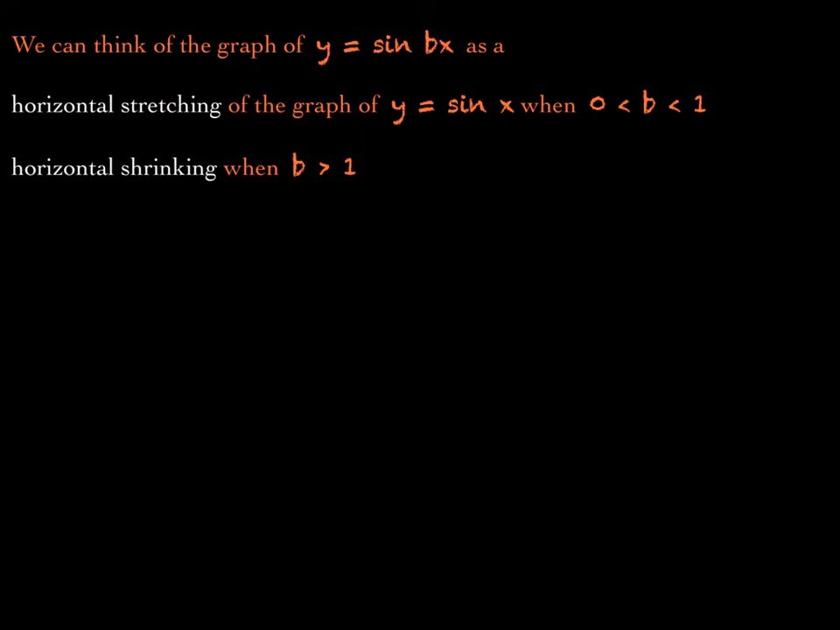So we can think of the graph of y equals sine of bx as either a horizontal stretching or a horizontal shrinking. It'll be a horizontal stretching when b is a fraction between 0 and 1. It'll be a horizontal shrinking when your b value is greater than 1. Like in our case, our b value was 2 and our graph shrunk horizontally. Okay? I'm talking about in relation to the most basic sine function. This is the graph that got horizontally shrunk.